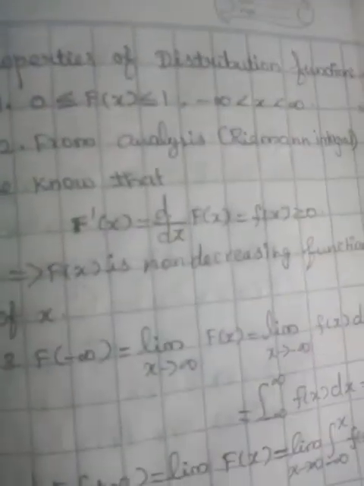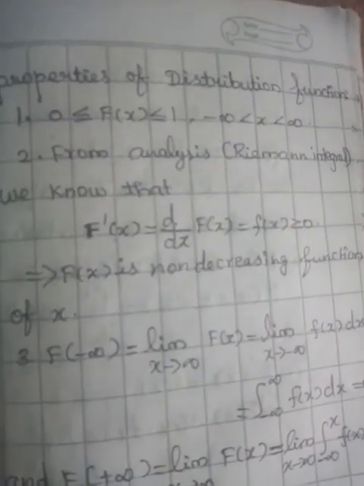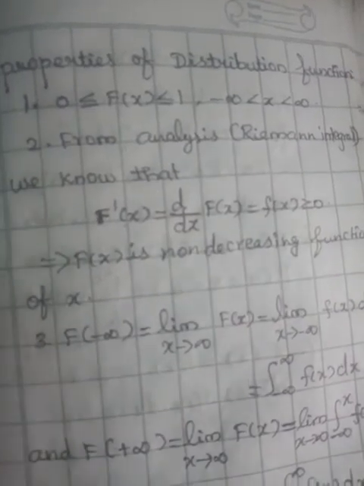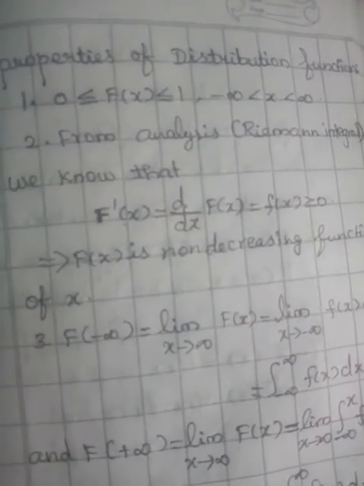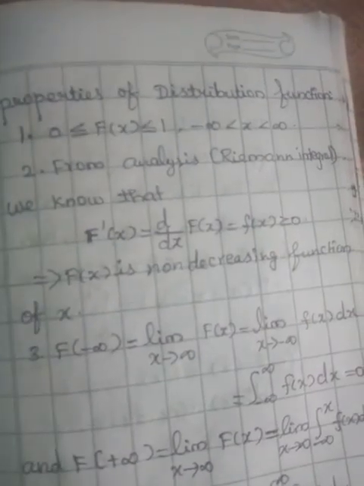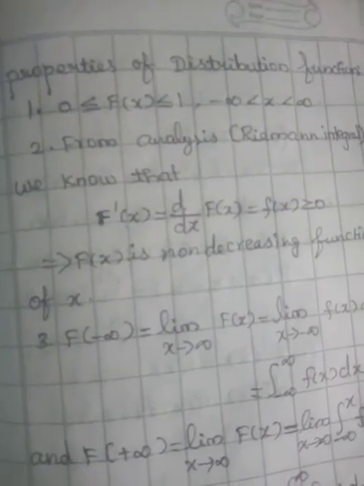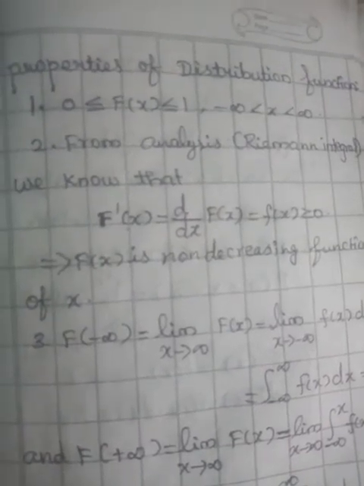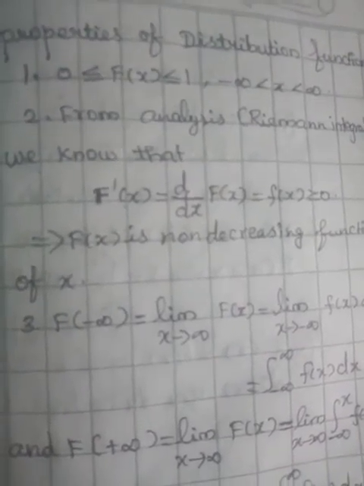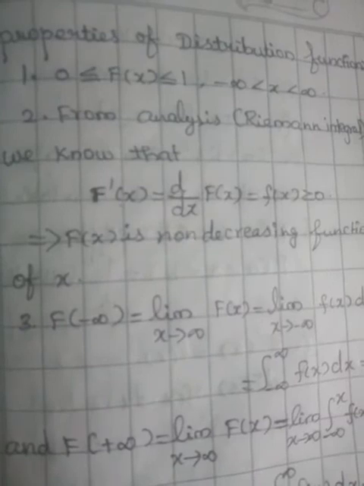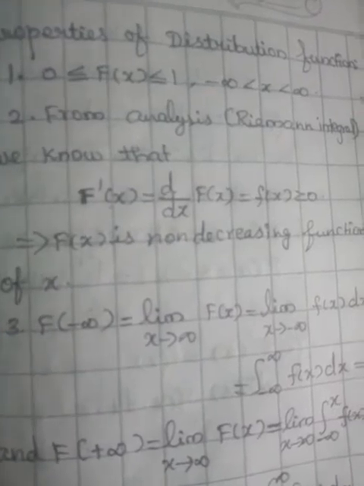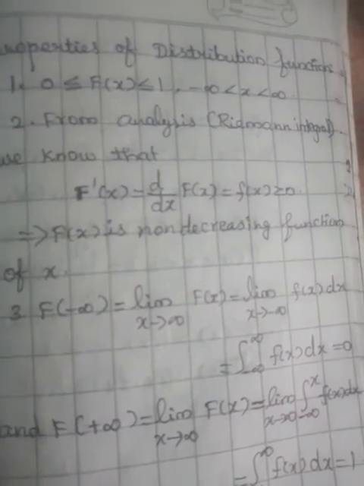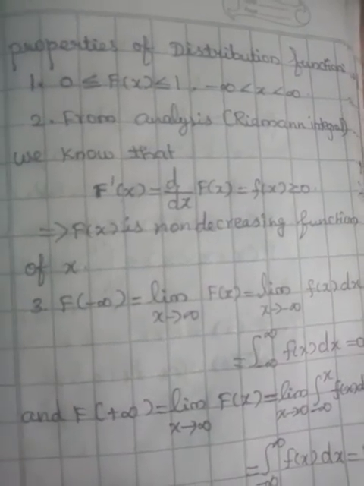Next one, properties of distribution function. Number 1, 0 is less than or equal to F of x less than or equal to 1, for minus infinity less than x less than infinity. Number 2, from analysis, Riemann integral, we know that F dash of x is equal to d by dx of F of x, which is equal to f of x greater than or equal to 0. F of x is a non-decreasing function of x.